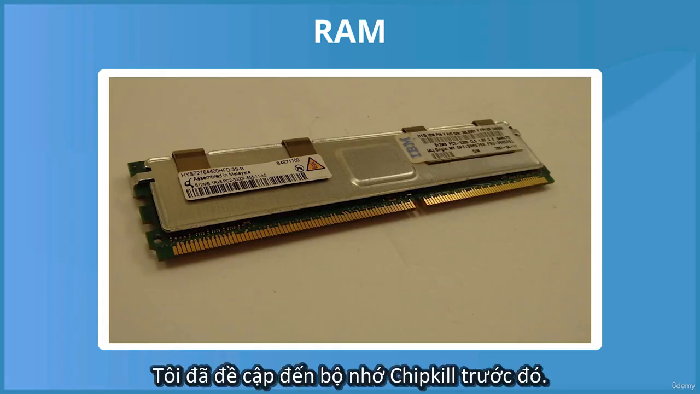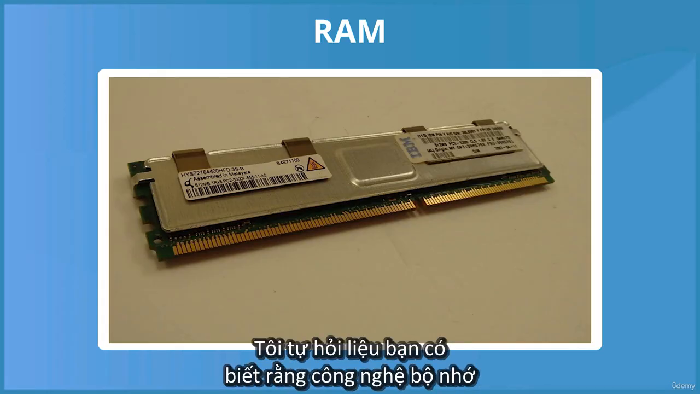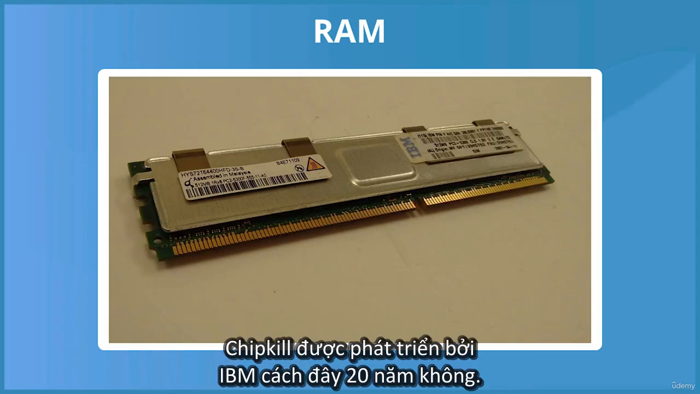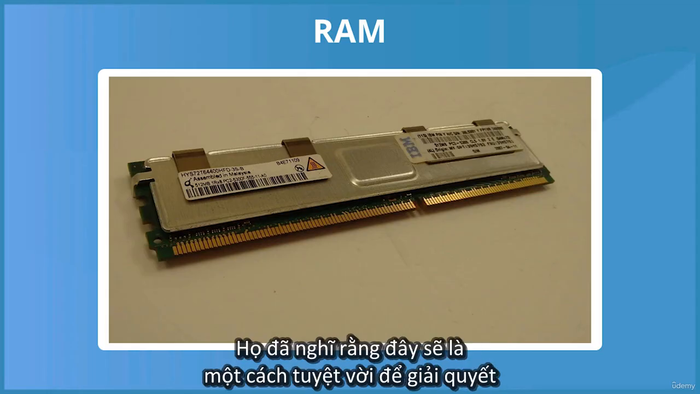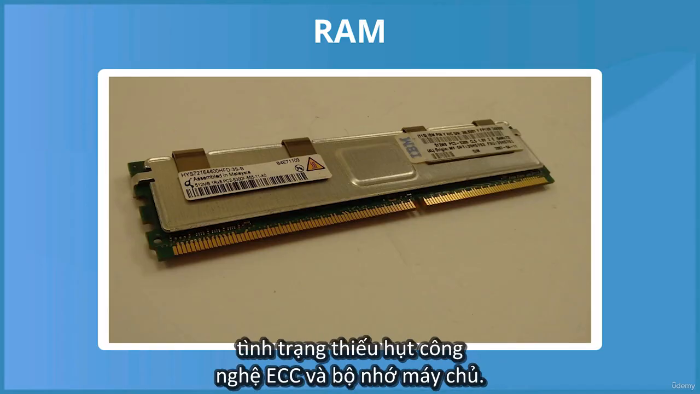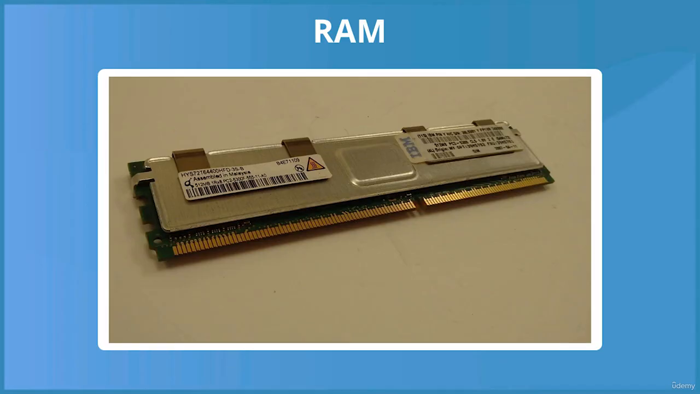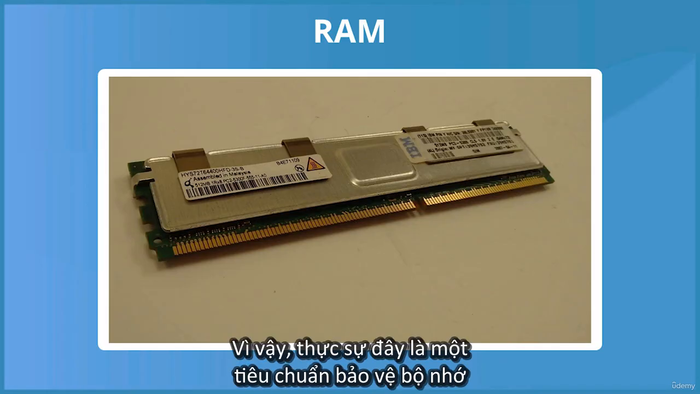I mentioned chip kill memory earlier. I wonder if you are aware that chip kill memory technology was developed by IBM 20 years ago. They thought it would be a great way to solve the shortage of ECC technology in server memory. So it's actually a new ECC memory protection standard.